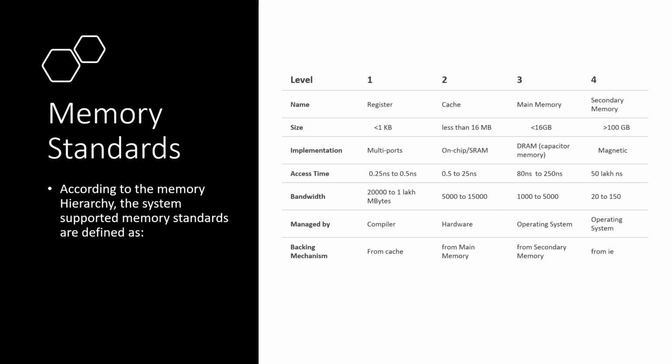Implementation of a register is via multiple ports. Cache is by on-chip SRAM, main memory by DRAM, which is a capacitor memory, and secondary memory by magnetic disks. Access time of a register is 0.25 nanoseconds to 0.5 nanoseconds. Of a cache is from 0.5 to 25 nanoseconds. Main memory 80 nanoseconds to 250 nanoseconds. Secondary memory 50 lakh nanoseconds.